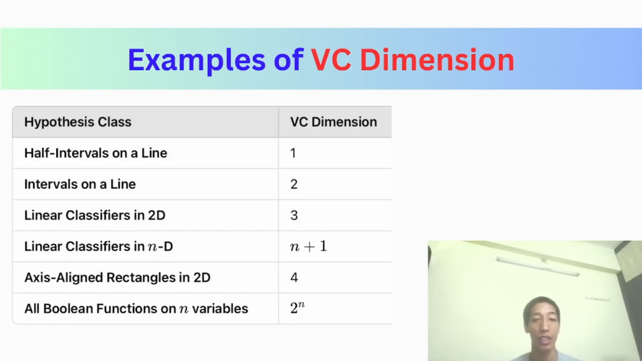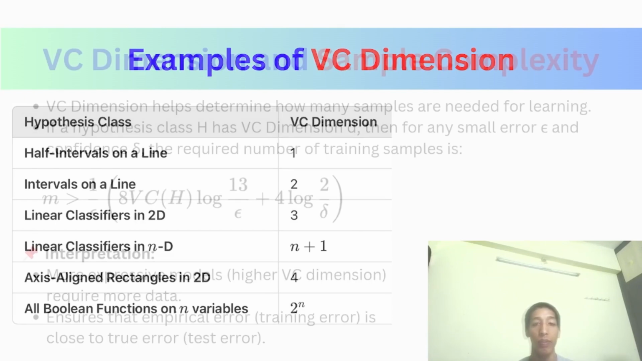Examples of VC dimension. Different hypothesis classes have different VC dimensions. A linear classifier in 2D has a VC dimension of 3, meaning it can correctly classify any labeling of 3 points but not necessarily 4. A conjunction of Boolean literals has a VC dimension of n, where n is the number of literals. More complex models, like neural networks, have much higher VC dimensions, indicating greater expressiveness but also increased risk of overfitting.